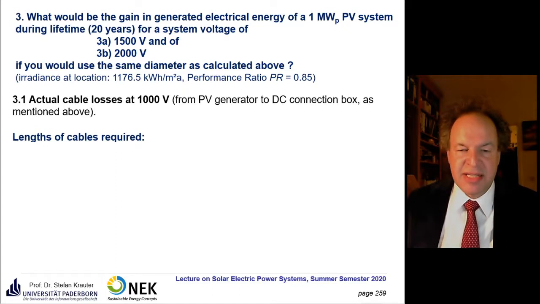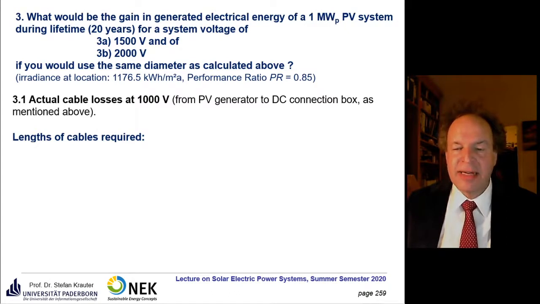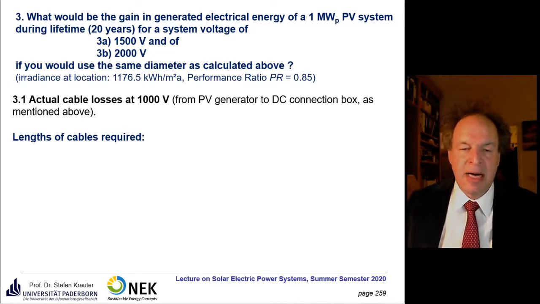Third task is what would be the gain in generated electrical energy of a 1 megawatt system during a lifetime of 20 years for a system voltage of 1500 and of 2000 volts, if you would use the same diameter as calculated above. So we have this irradiance value of 1176.5 kilowatt hours per square meter per year and a performance ratio of 0.85.